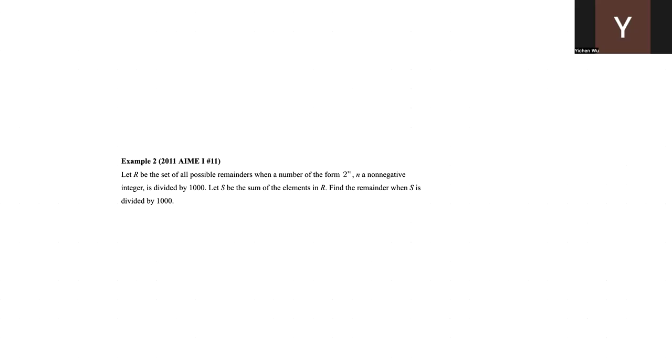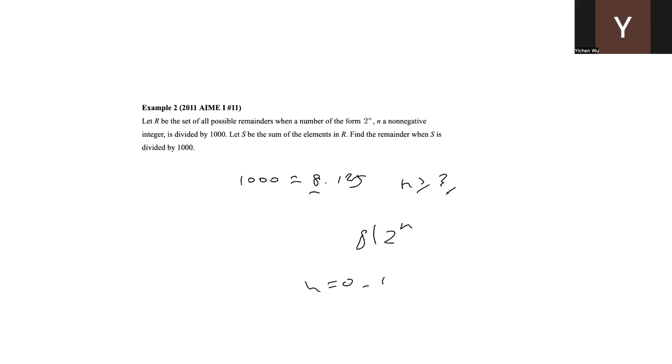So to solve this question, we could first factor 1,000 into 8 and 125. Notice that 8 is a power of 2. That means we have to do a separate case because for n greater than or equal to 3, 2 to the n will be a multiple of 8. However, for n equals 0, 1, and 2, we will have 1, 2, and 4 respectively. So we'll first keep this aside because for the rest of the numbers there won't be such special cases.